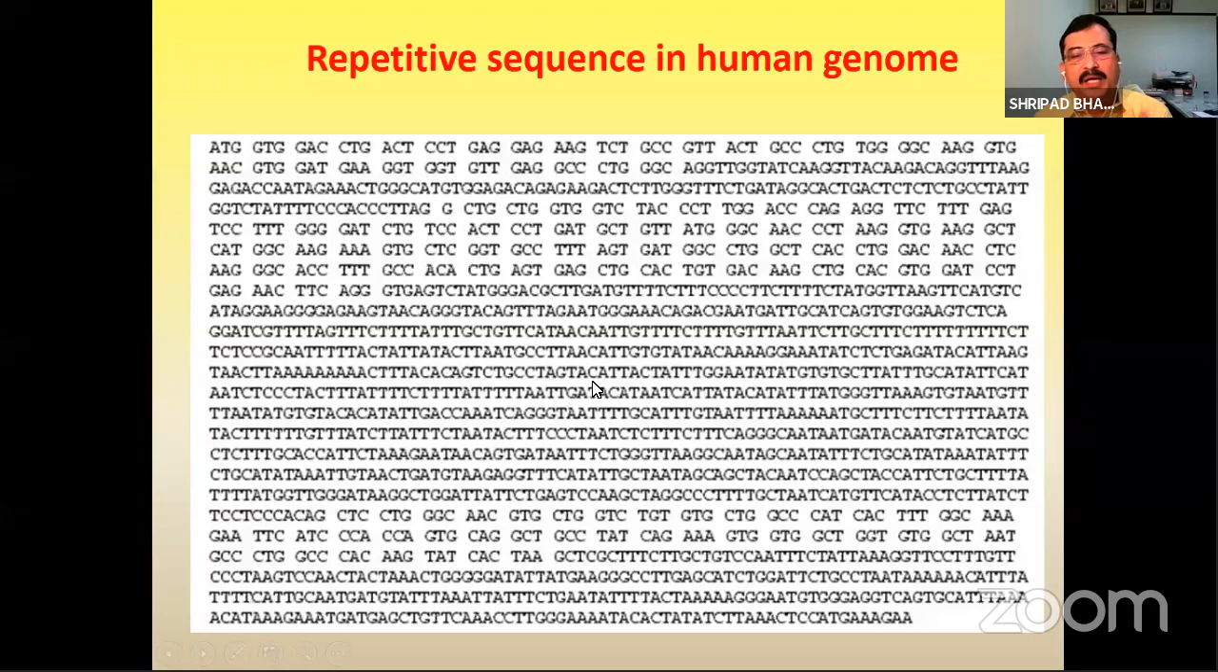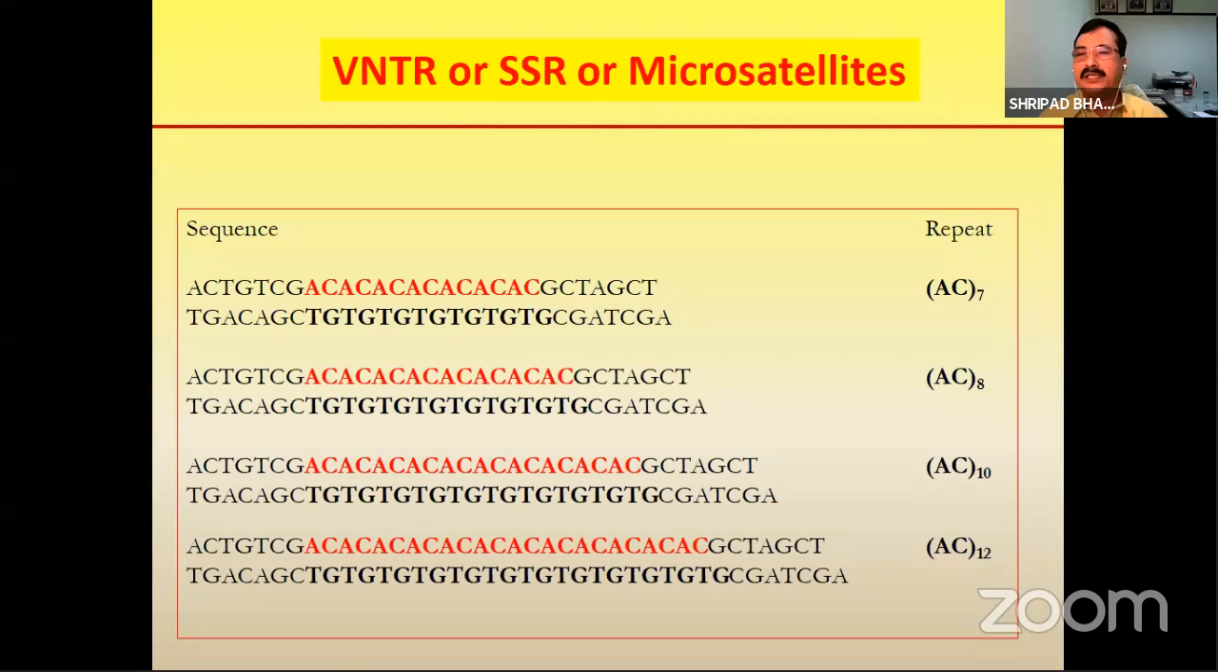Meaning maybe AAAA continuously, maybe CCCC continuously. Can you identify some region here where repetition is there? That repetition also can be used as a marker. Now let us see how those repetitions can be used as a marker. So this is the process called VNTR, variable number of tandem repeats. We'll see what tandem repeats are. Basically, in this class of marker, VNTR or STS or SSR or microsatellites, we are using tandem repeats.